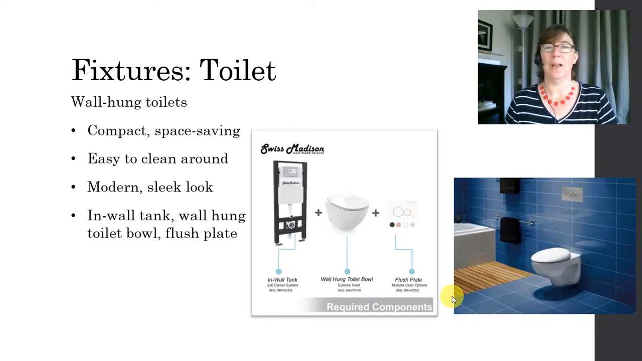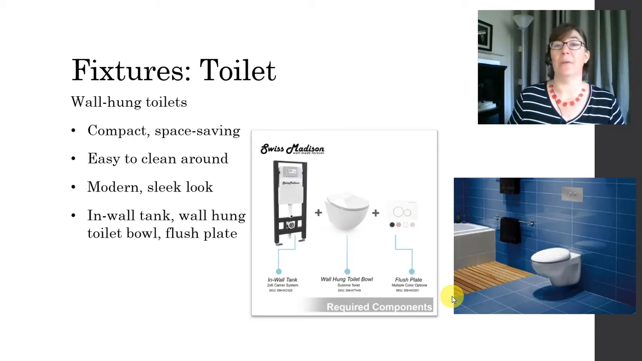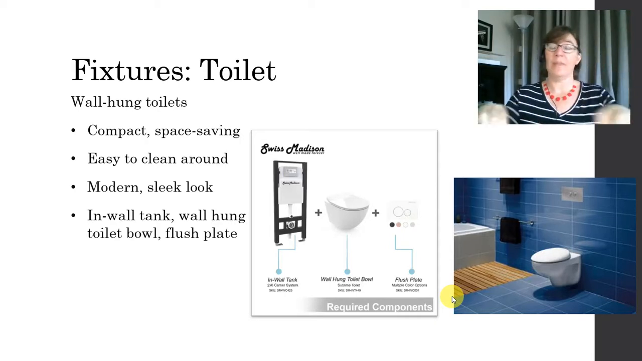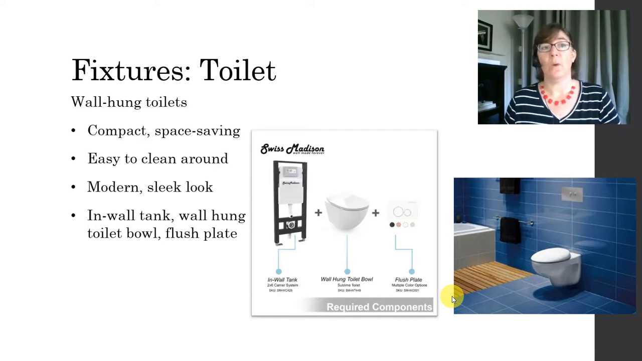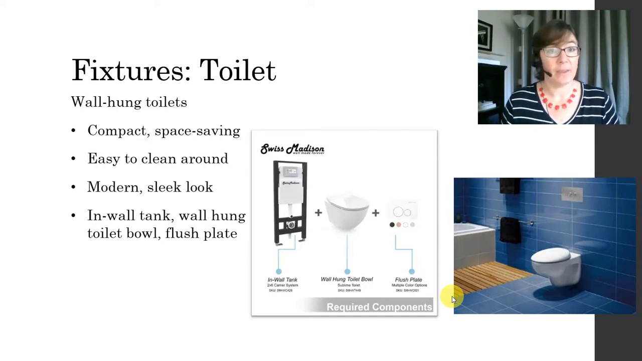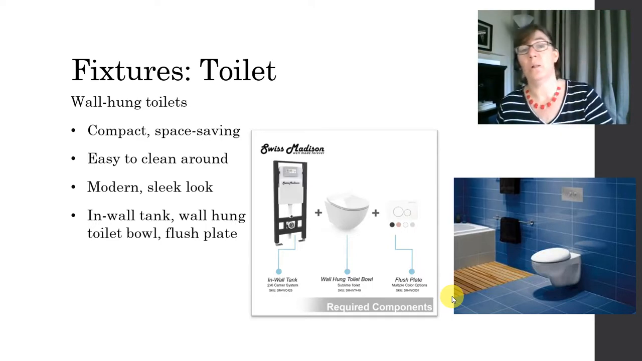Let's talk about those wall-hung toilets. They are compact, space-saving because you don't have to have that big tank taking up some room. A lot of people really like them because they're easy to clean around. You can run your mop right under the toilet. You don't have that flange on the bottom that you have to clean. Wall-hung toilets are kind of a modern, sleek look, and they do have a tank. It's hidden in the wall.